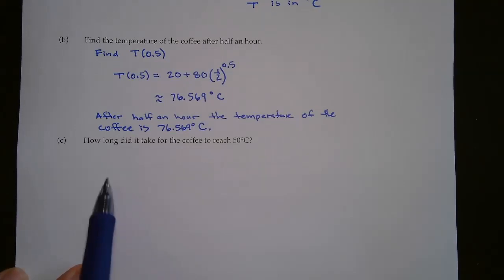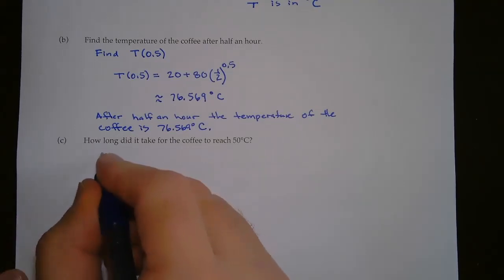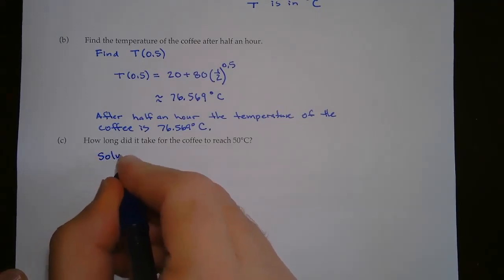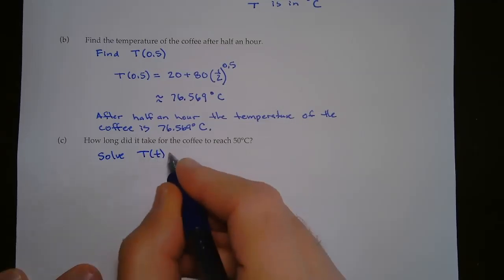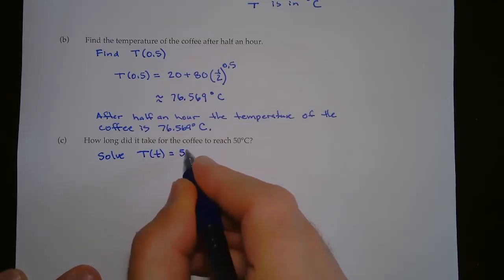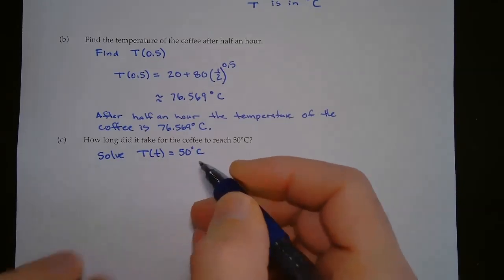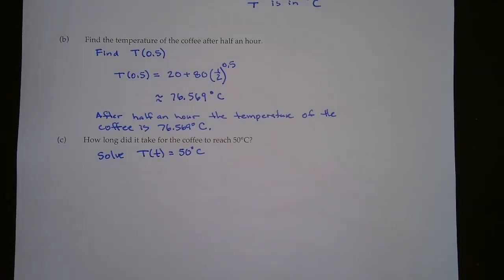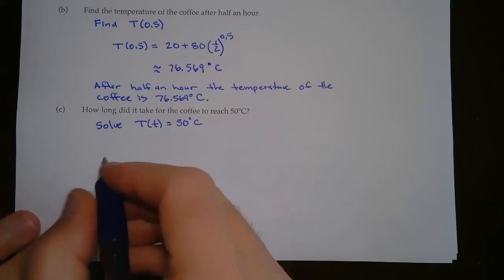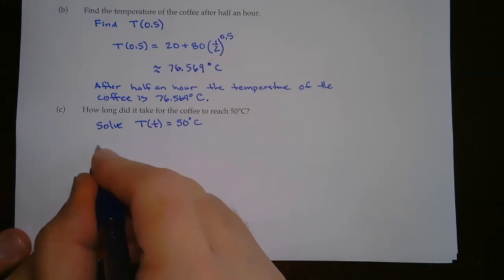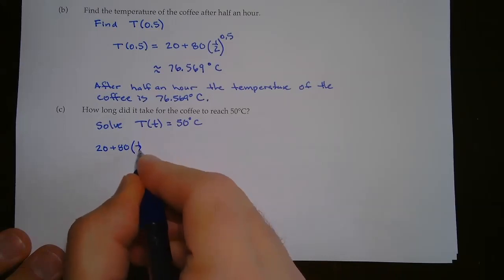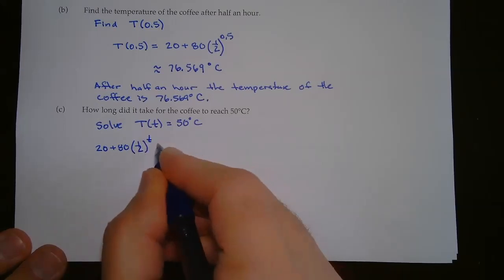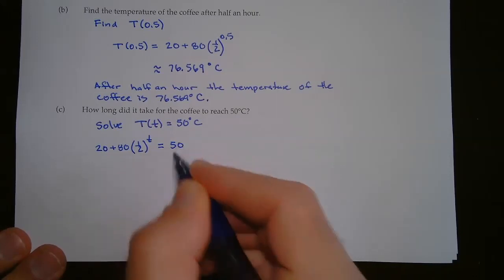Okay, so that's asking for the time, right? So that means we're going to need to solve T of t is equal to 50 degrees Celsius, right? Okay, all right, so I'm going to slide my paper up and then we'll finish this off. Okay, from our function, we know that T of t is 20 plus 80 times 1/2 raised to the t power, and that's going to equal 50.